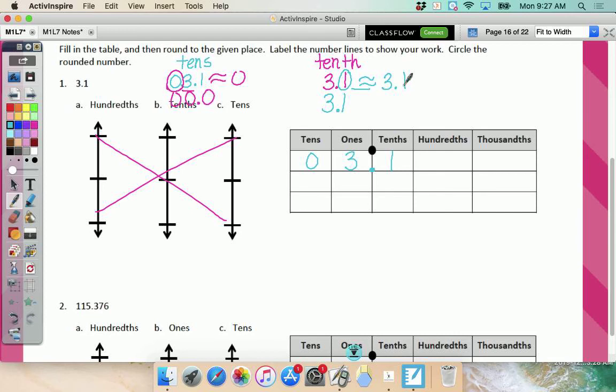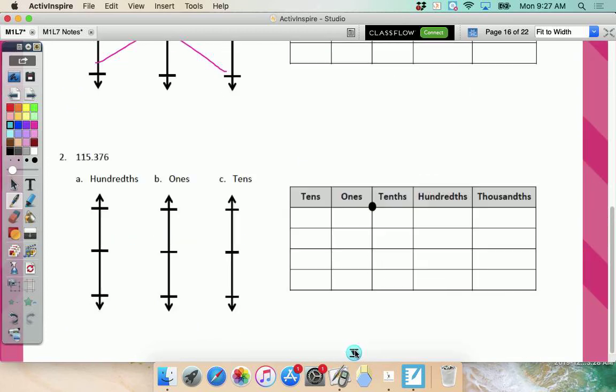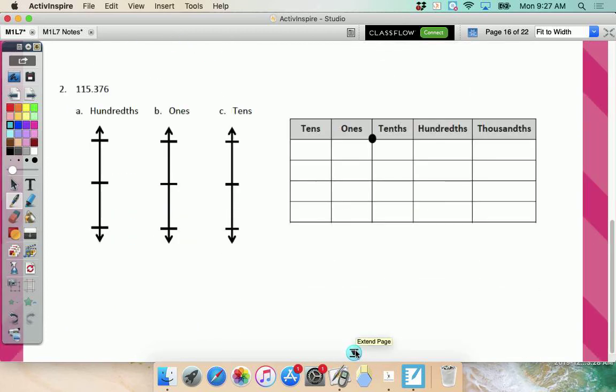Let's go down to number 2. Again, we're going to skip the number lines, but I want to make sure we write it on the place value chart. So this says 115.376, and I don't have a hundreds place. So 15 tens. How about 11 tens? Yeah. And 5 ones. Good. And then 376.